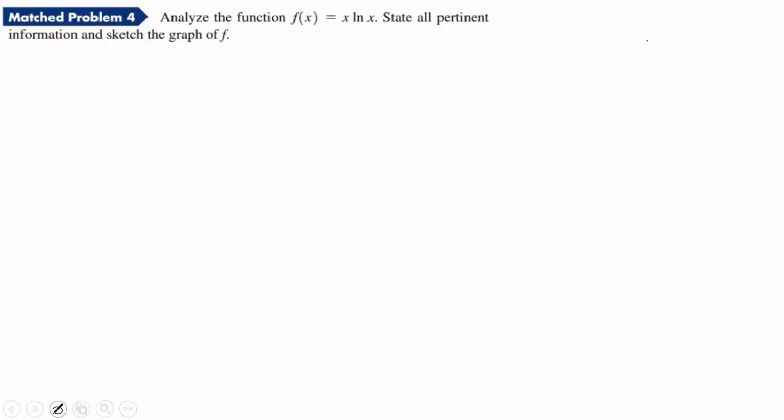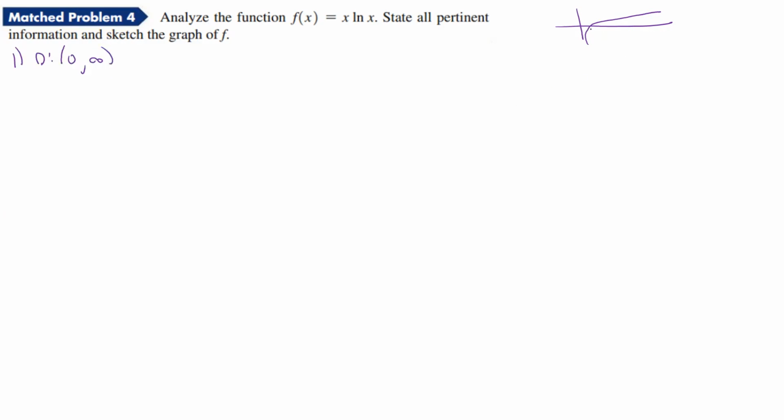All right, so here we have f of x is equal to x ln of x. So we have to think about what does ln of x look like. And so ln of x, if we remember, does something like this. And so we can't have 0 for our domain. So the domain has to start at 0 and go to positive infinity.